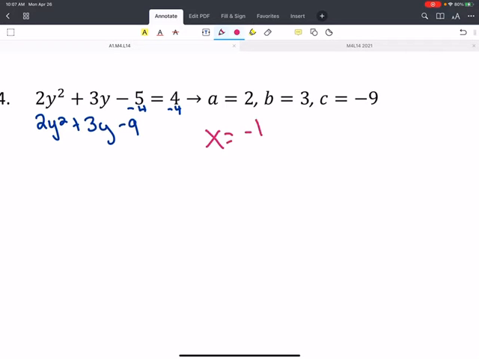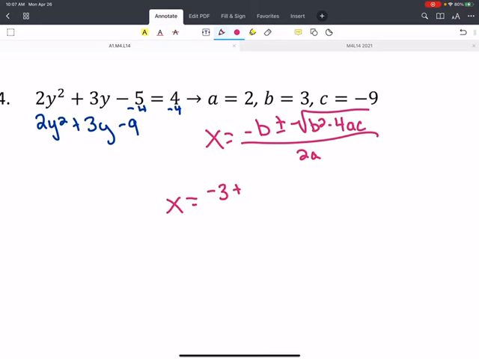X is equal to negative b plus or minus the square root, b squared minus 4ac, all over 2a. Let's substitute in what we know. So b is 3, so negative 3 plus or minus the square root. 3 squared is 9 minus, see, 4 times 2 is 8 times negative 9 is negative 56, but then a negative would be plus 56, all over 2 times 2 is 4.